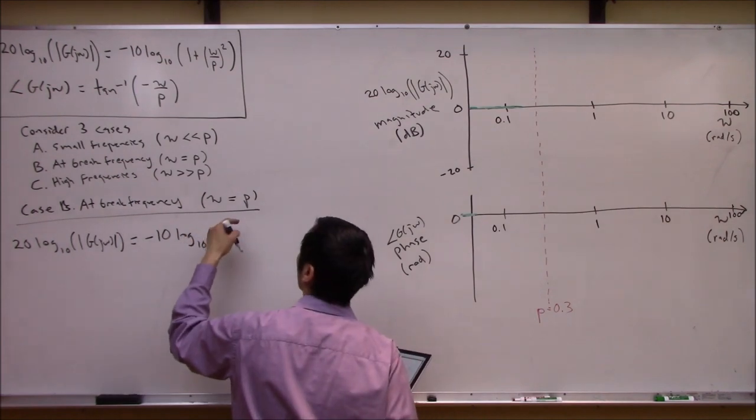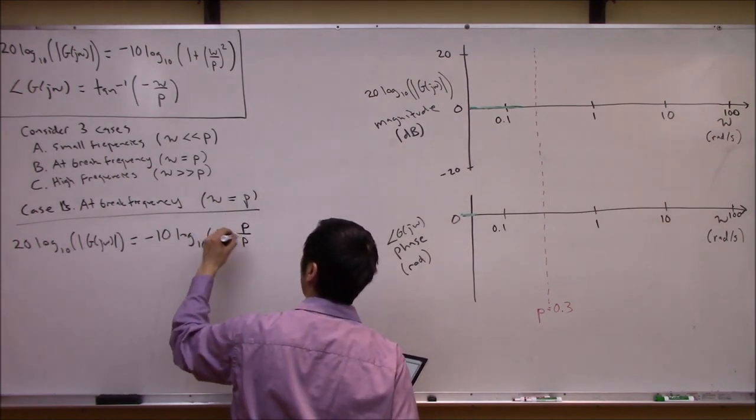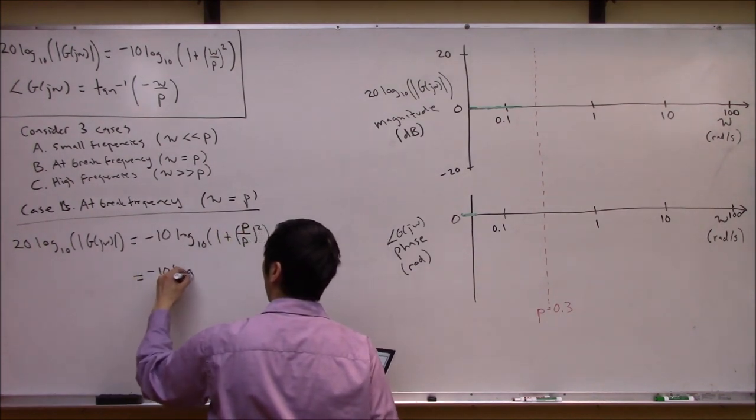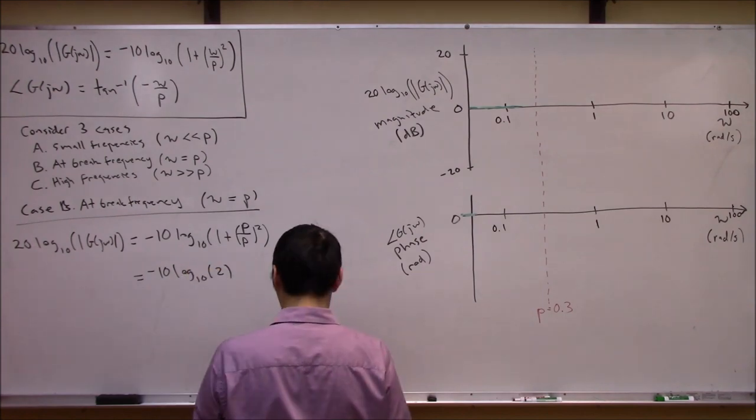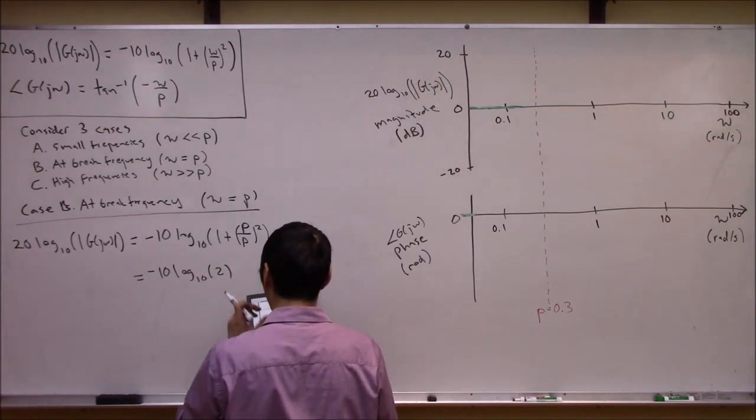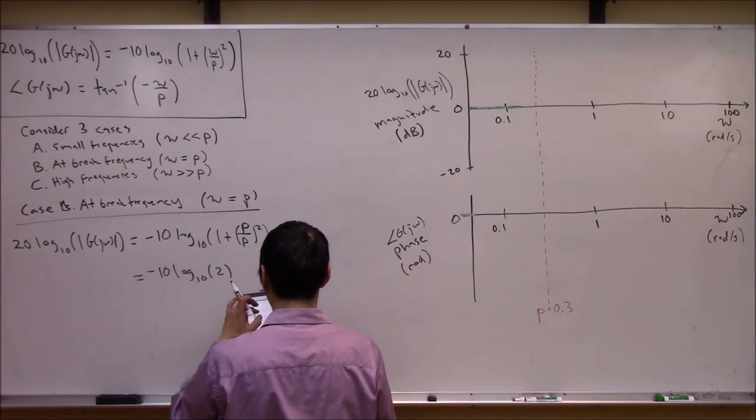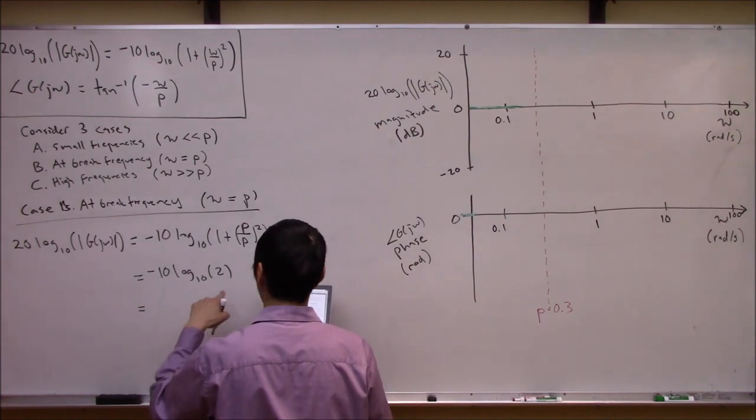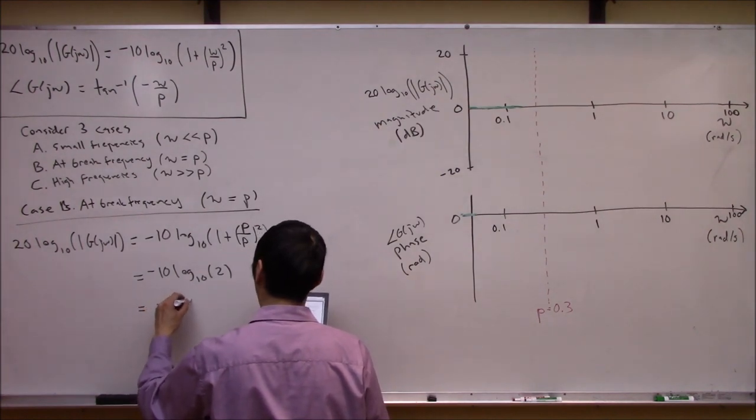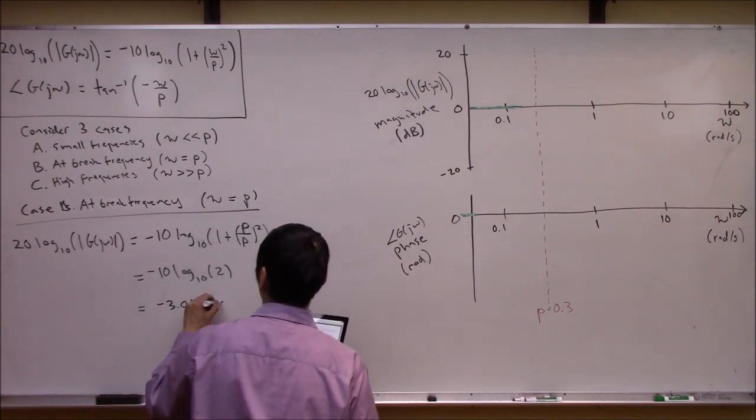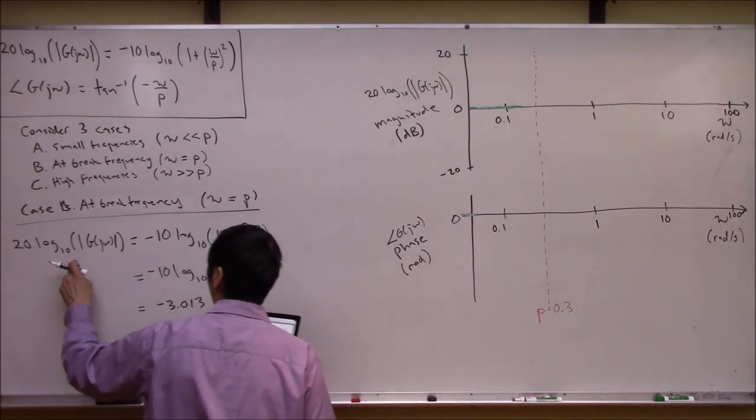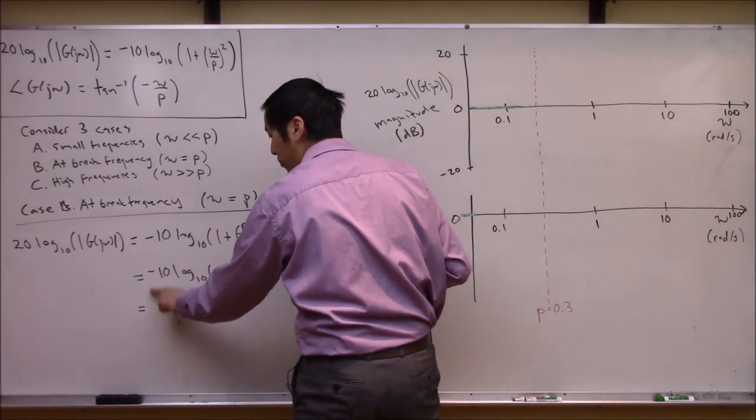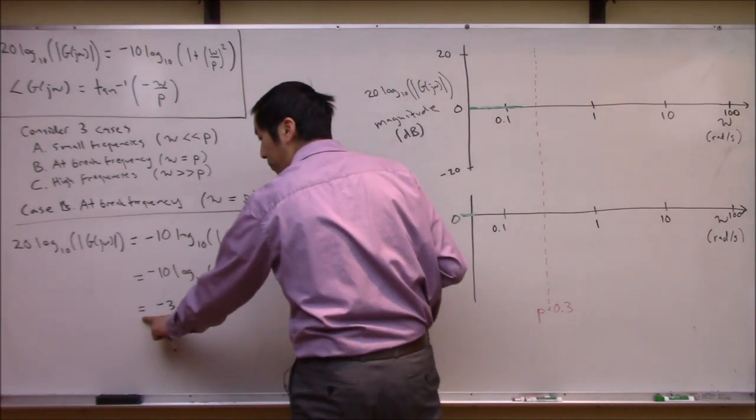Now, I'm interested in the case where omega is equal to P. So this is P over P squared, right? So look at this. You end up with minus 10 log base 10 of 2, right? Okay, that's actually interesting, because you can directly evaluate that here. And we end up with, if you numerically work this out, minus 3.013, okay? So again, this is in units of decibels. So the magnitude plot at omega equal to P is exactly equal to this. Notice there are no approximate signs here, right? We didn't make any approximations. This is still a pure equal sign.